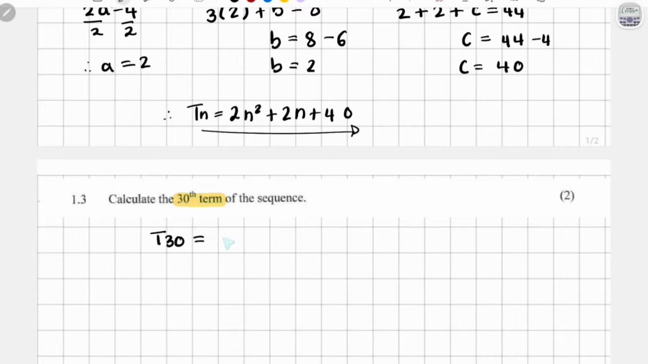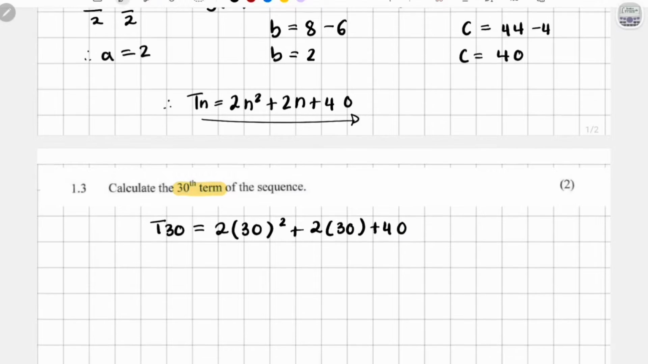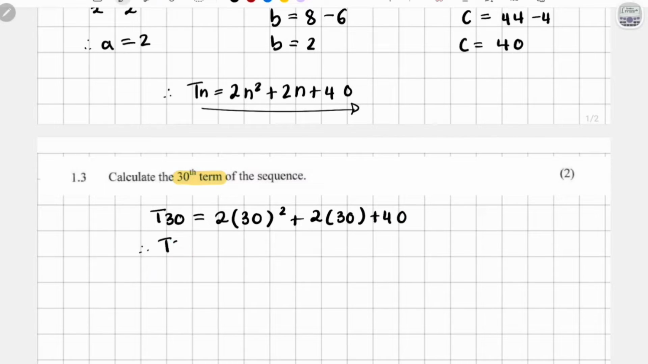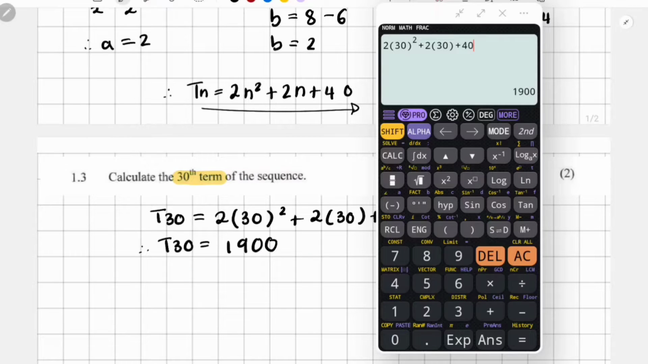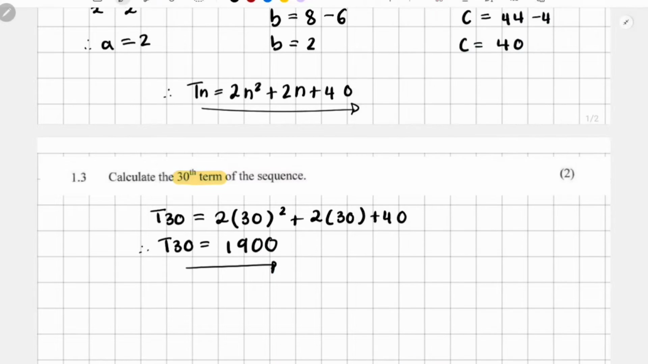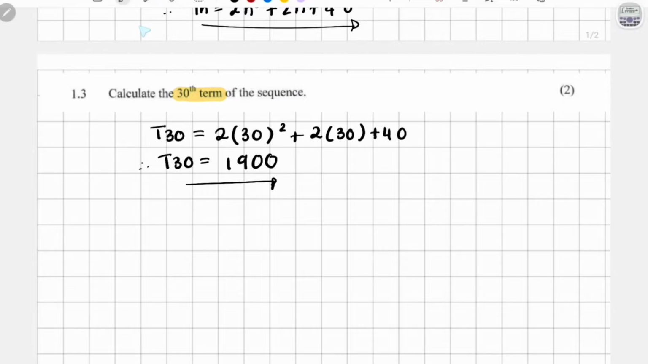So T30 is equal to 2, and then in place of n, I'm going to substitute 30, all squared, plus 2 and replace with 30, plus 40. So you can put this onto the calculator and find out what term 30 is. And when I substitute, I get 1,900. That is term 30. Okay, so that is question 1.3. Moving on to the next question.